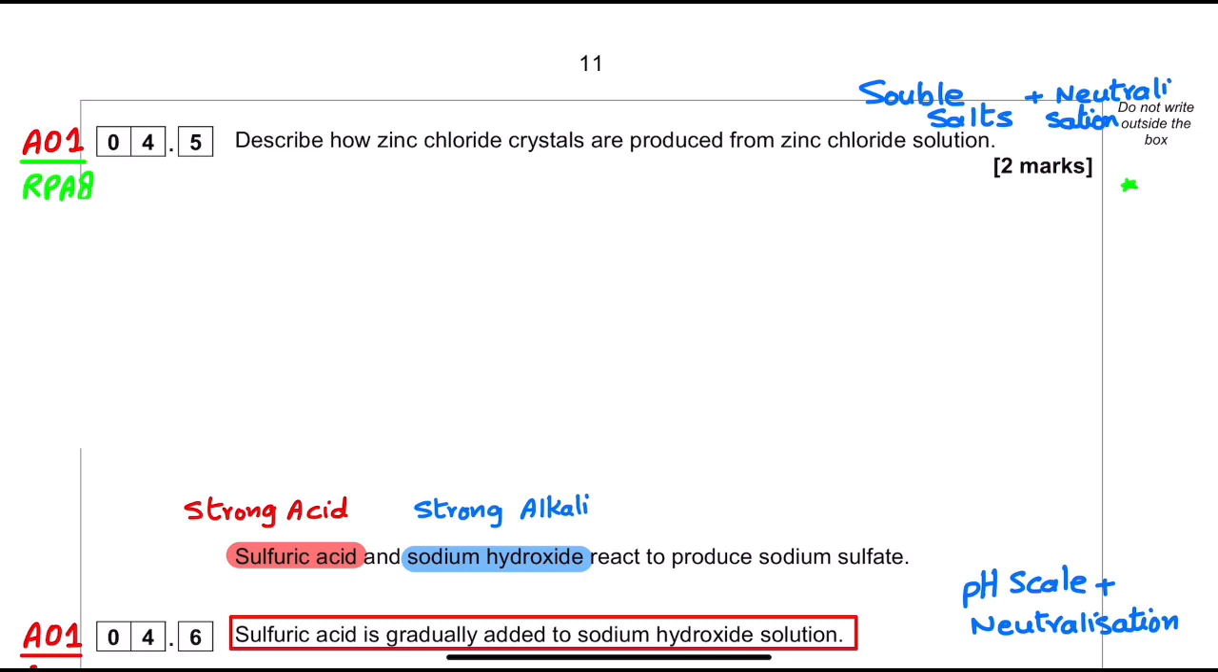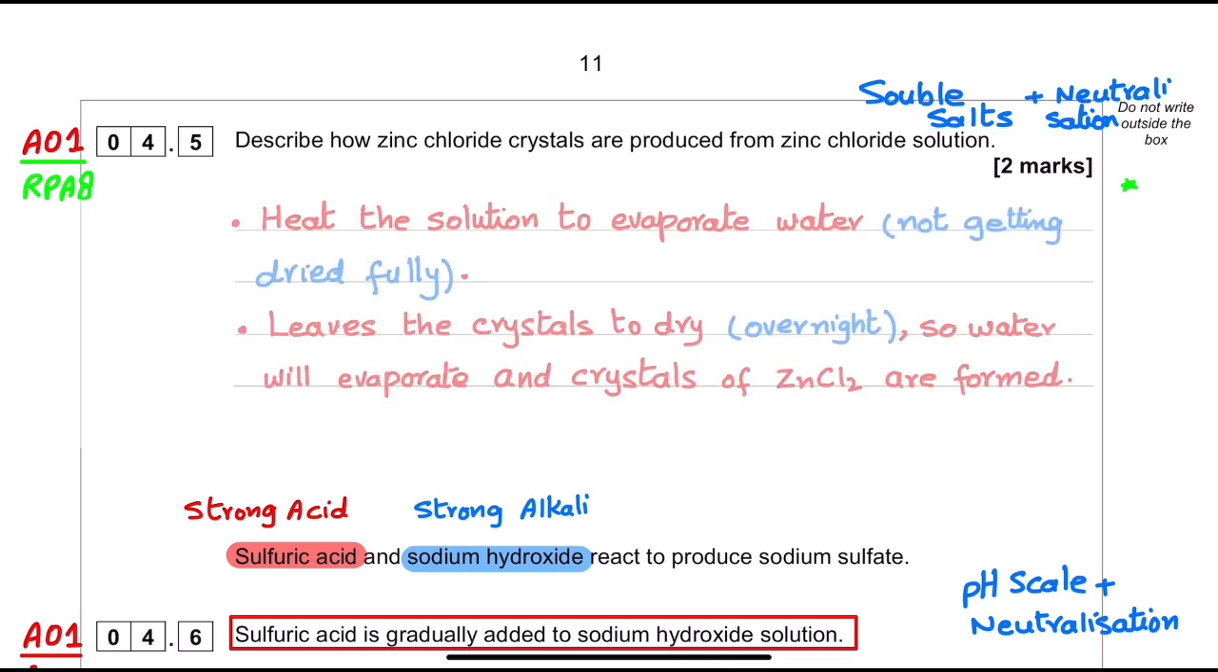After filtration, we have the solution of zinc chloride. So zinc chloride is present in the solution. We need to heat the solution. The water will start evaporating, and we shouldn't let it get dry. When a little bit of water is left behind, we will stop heating and leave the crystals overnight. And when all the water has evaporated, we will get the crystals of zinc chloride.